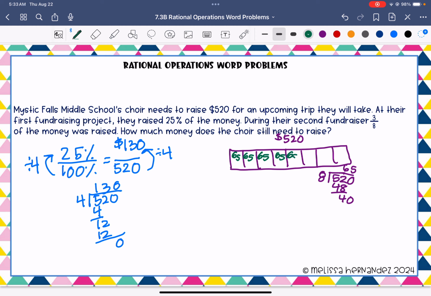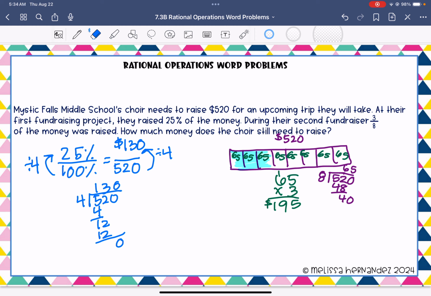Because when you remember fractions, each part is equal. But I'm only interested in what 3 represents. So I'm going to shade in the 3. And then I'm going to go 65 times 3 so I can figure out how much they raised the second time. So for the second one, they raised 195. Now remember, this is what they raised. The question is asking how much more do they need to raise.